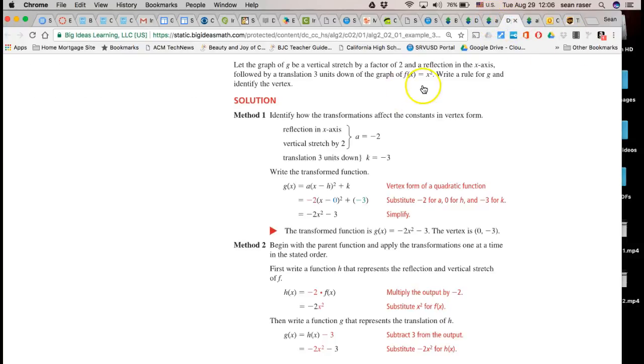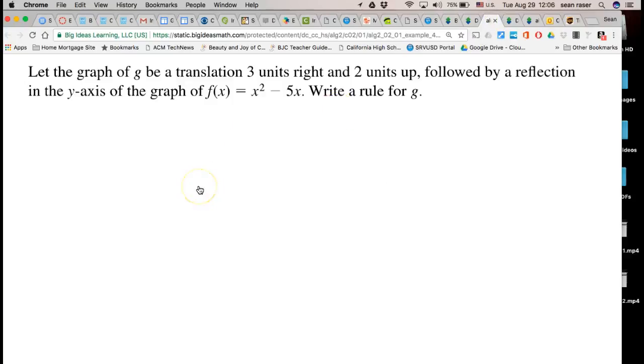In this example, our function that we were transforming was our parent function, x squared. But we can also apply transformations on functions that have already been transformed. So here, let's do the same thing again, except the function we're going to be transforming is x squared minus 5x. We're going to have our graph be a translation 3 units to the right and 2 units up, followed by a reflection in the y-axis. Write a rule for g.